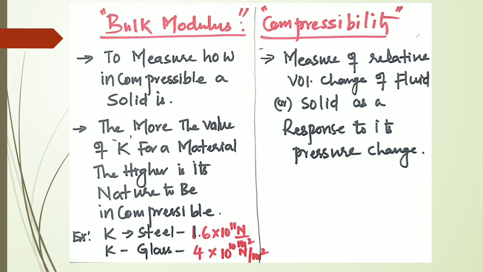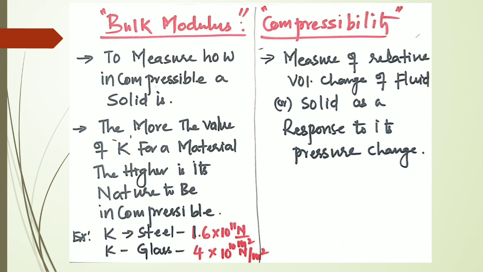On the other hand, what is compressibility? How can it be related? It is a measure of the volume change of a fluid or solid as a response to its pressure change. When there is a small change in pressure, there is a volume change of the fluid. So what happens when volume increases? Pressure decreases. When pressure increases, volume decreases. So compressibility talks about the volumetric strain to the compressive strain, the volume change divided by the compression.